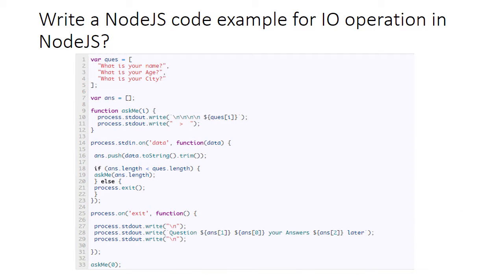Next question. Write a Node.js code example for I/O operation in Node.js. The below code snippet will interact with the user and ask some questions. After that, it stores their corresponding answers back in an array. Follow the code in a JS file and run it to fully understand the flow of the code.